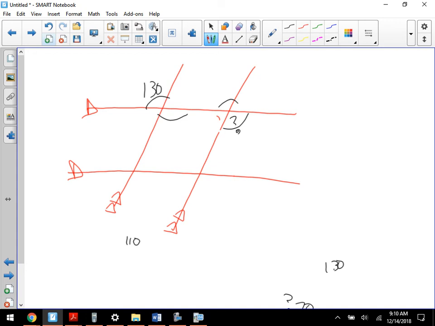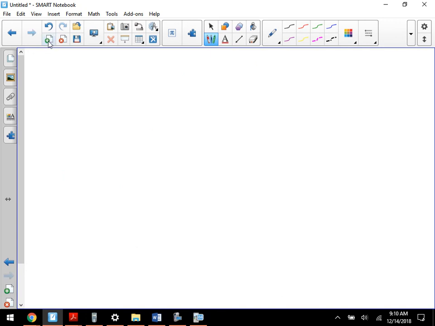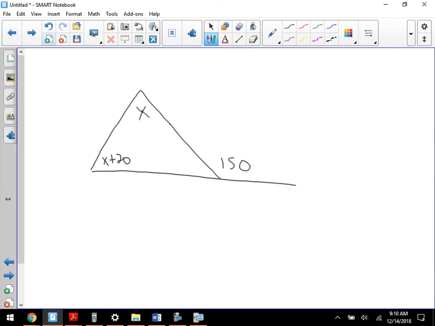On number 11? Do you want to do that? Well, first things first, what's y equal? 30. What do 3 angles in a triangle have to add up to equal? Okay, what's x plus x plus 20 plus 30 has to equal 180?